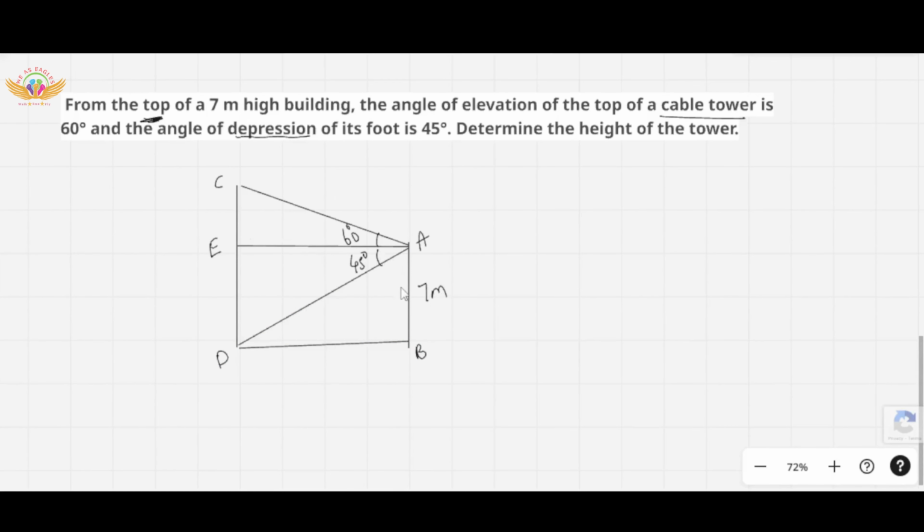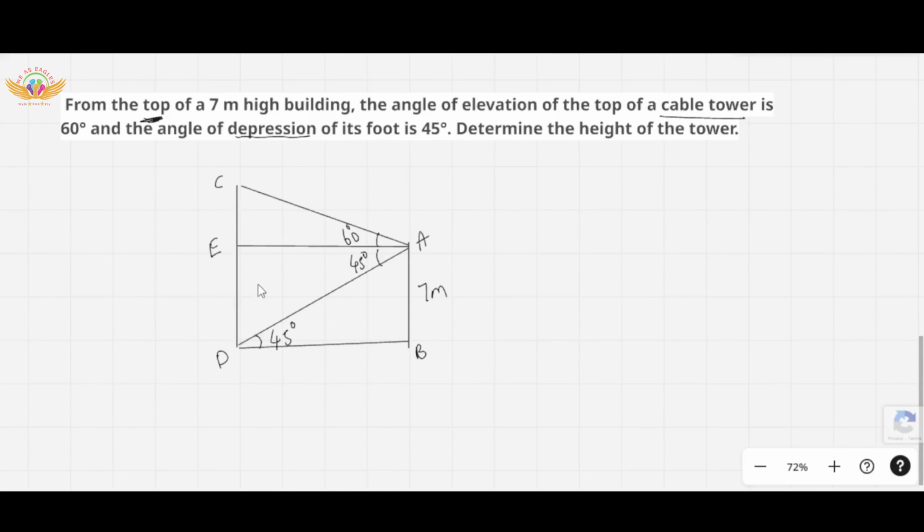Okay, done. So we also can do here that alternate angles. If you take this ADE triangle, alternate angles will be equal. So this angle will automatically be 45 degrees only. So this is our diagram. Now we have to determine the height of the tower, that is CD. The complete height of the tower we have to determine.